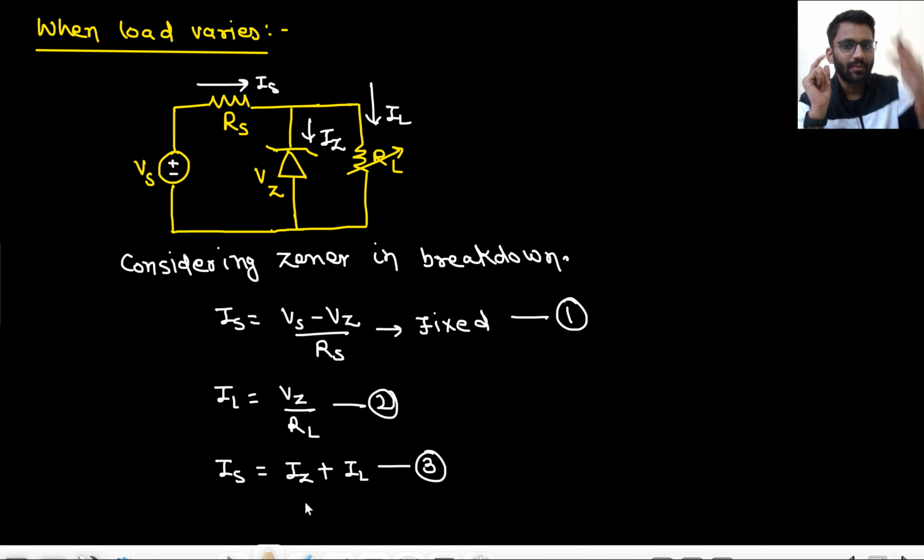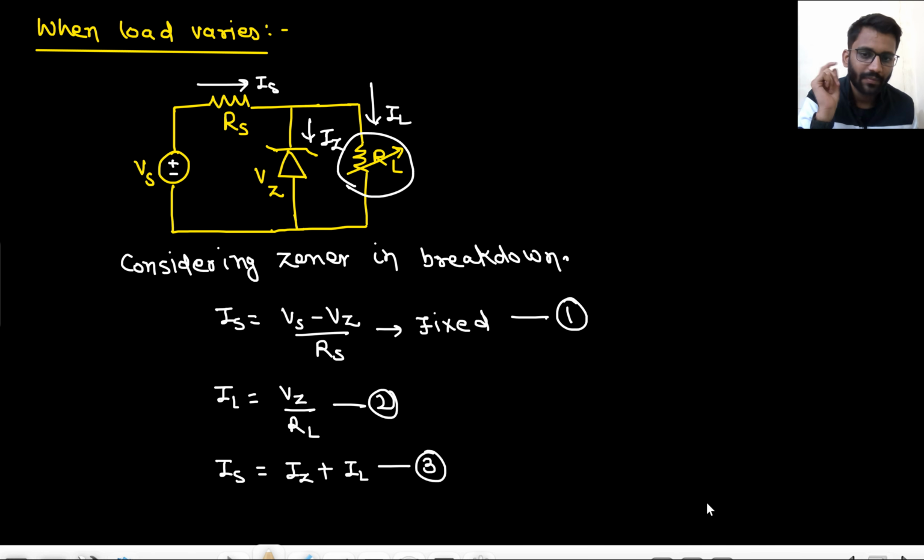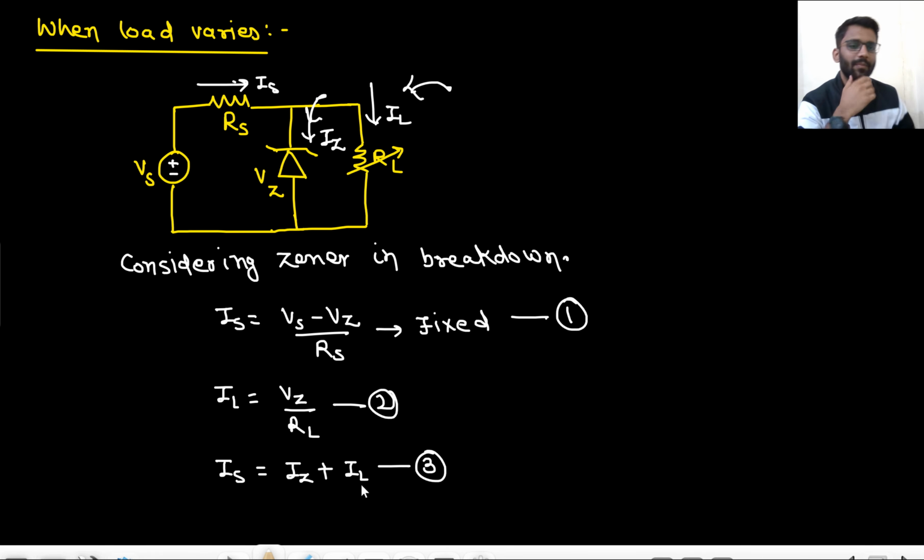When RL is maximum, that means this current IL will be minimum. Since IS is fixed, that means this current has to be maximum. Are you getting my point? My load is maximum, so my load current is minimum. The current coming from the supply is constant, so this current has to be maximum. One current is minimum, so the other has to be maximum, right?